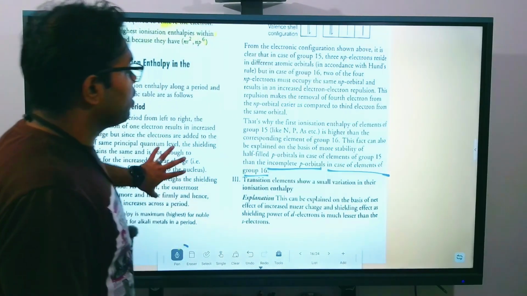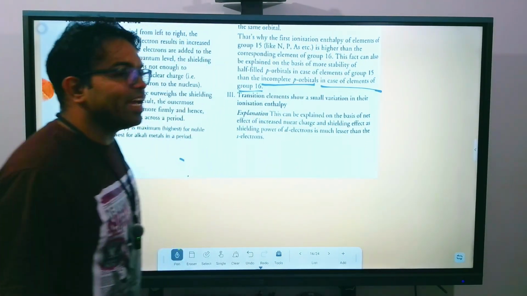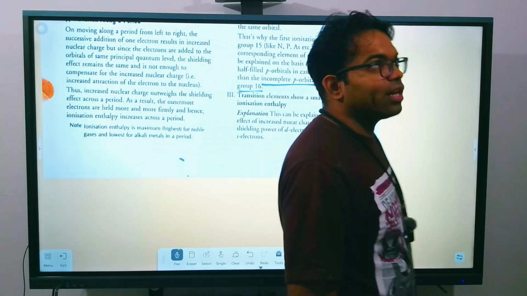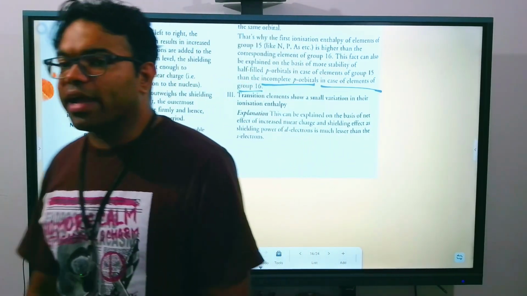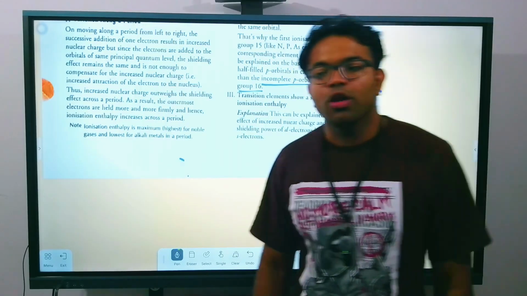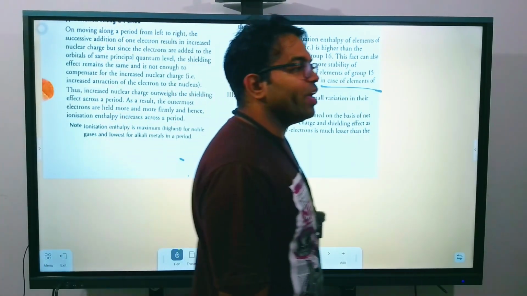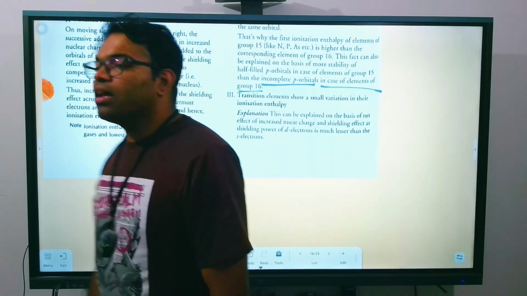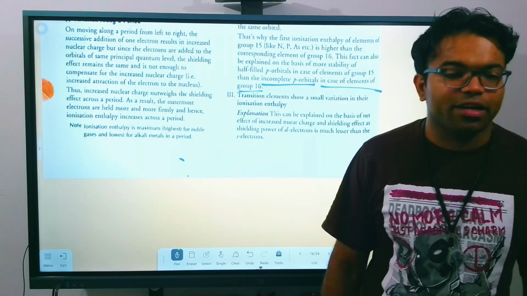Okay, let's go. Transition elements show a small variation in their ionization enthalpies. That is basically in the fourth line. In the fourth line you have scandium, titanium, vanadium, chromium, manganese, iron, cobalt, nickel, copper, zinc. These are the elements from 21 all the way to 30. They don't have so much variation in their ionization enthalpy. The reason behind that is basically the poor shielding effect of the d electrons.